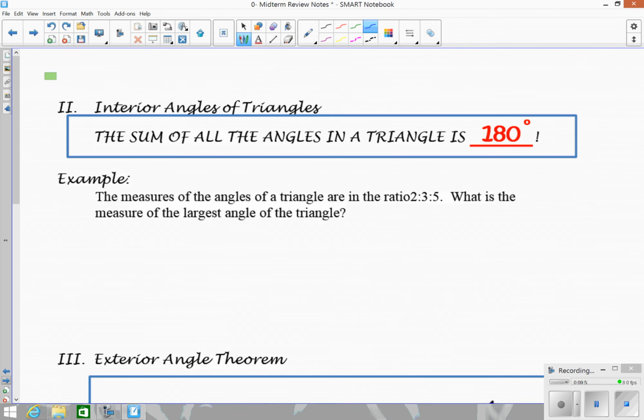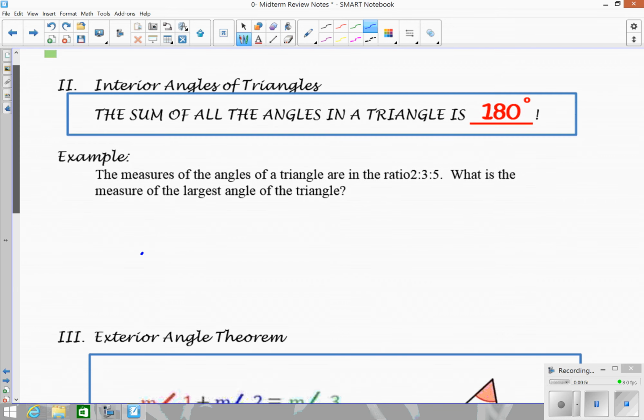On the next page, we have some other theorems that we talked about. So one of them we've used all the time is just the sum of all the angles in a triangle is 180.